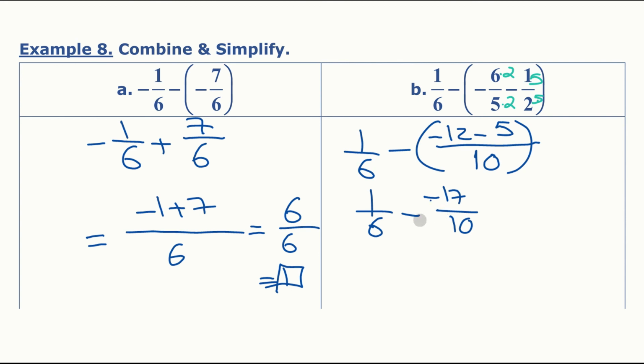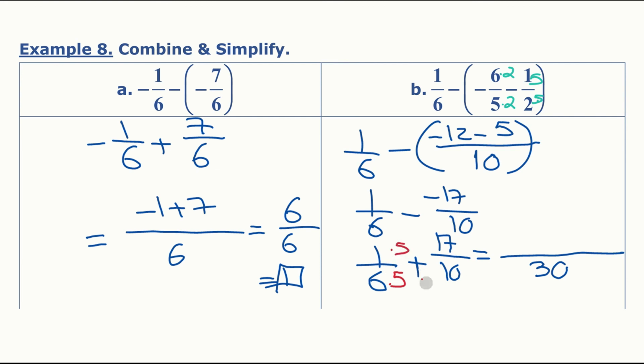And of course now that's going to turn into a plus, so that's 1/6 plus 17/10. So now, once again, we need a common denominator, which is probably 30 here. You can always do the prime factorization and find it if you can't see it so quickly. So the 6 has to be multiplied by 5, and that goes for the top too. The 10 has to be multiplied by 3, and we have to do the same on the top.